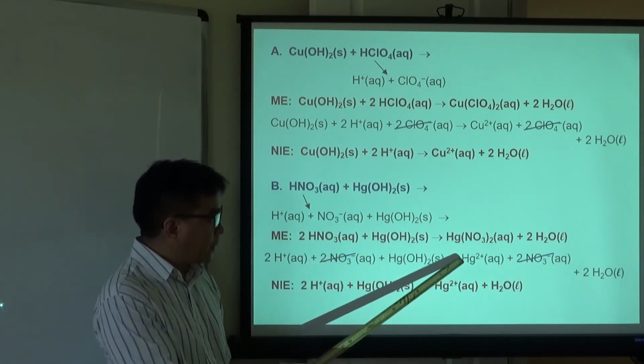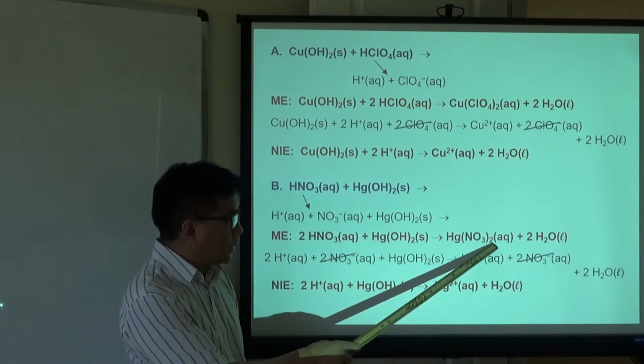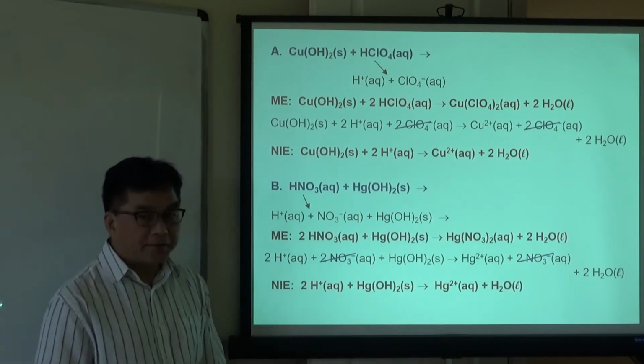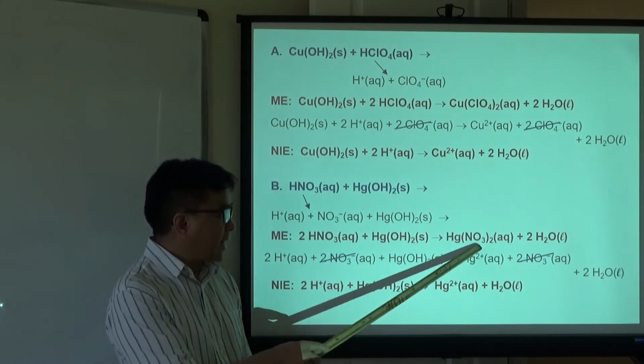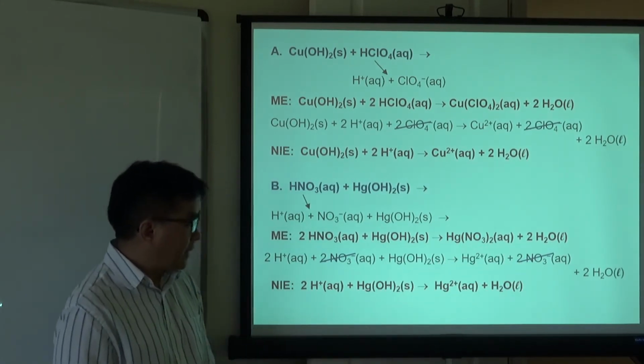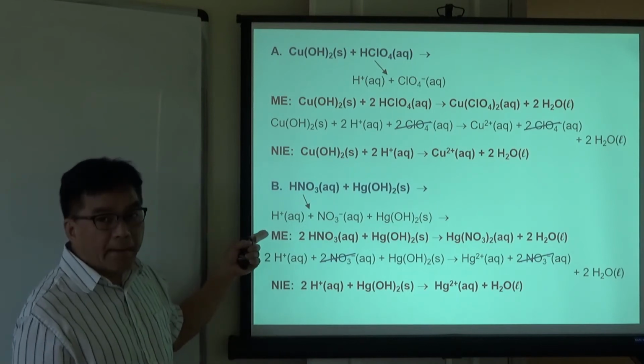So you write mercury nitrate with a 2 in parentheses because you've got 2 copies of the nitrate ions. And again, anything that has nitrate is totally soluble in solution, so that's why you write it aqueous. Okay, so that's the balanced molecular equation.